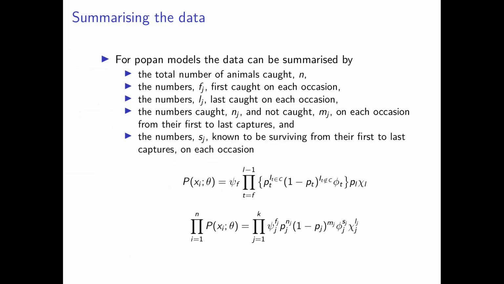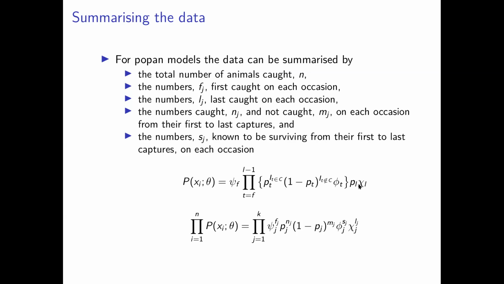Okay, for Popan models, the data can still be summarized, but it's a little more complicated. So you still need the total number of animals caught, n. And then, just looking at the capture history probabilities, you have these terms psi sub f, and then the captures and non-captures between the first and last capture, and the survival between the first and the last minus 1.